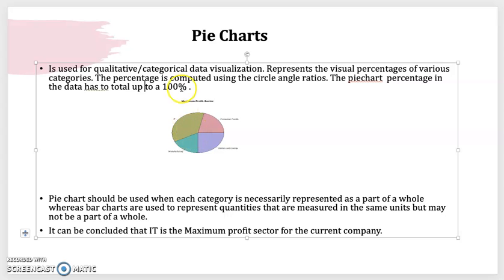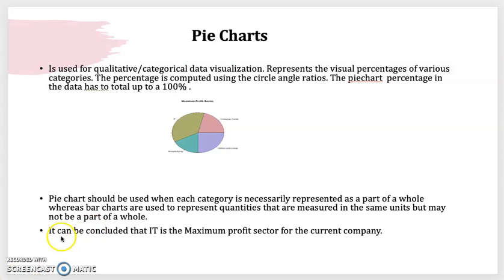Of course, from the pie chart you can see the bigger ranges have a bigger portion. The pie chart is mostly used when each category is necessarily represented as a part of a whole, whereas bar charts are used to represent quantities that are measured in the same unit, but may not be part of a whole.